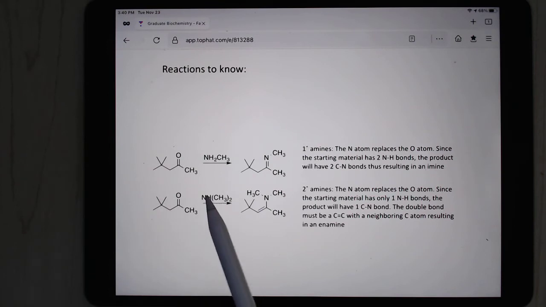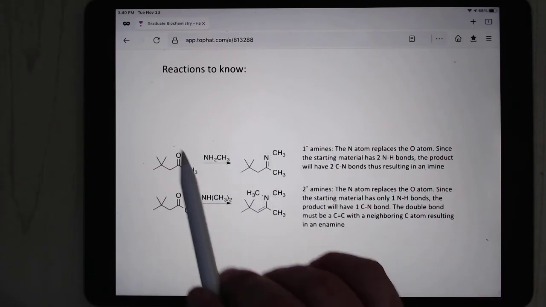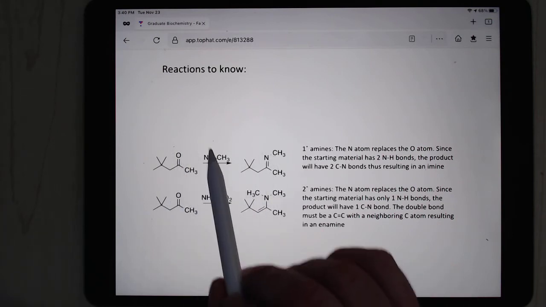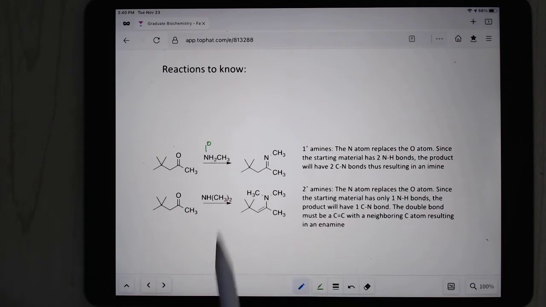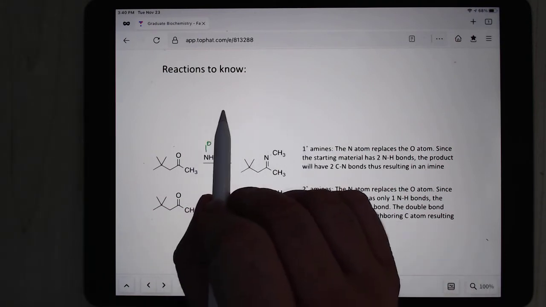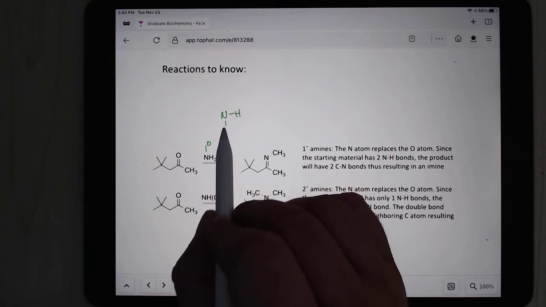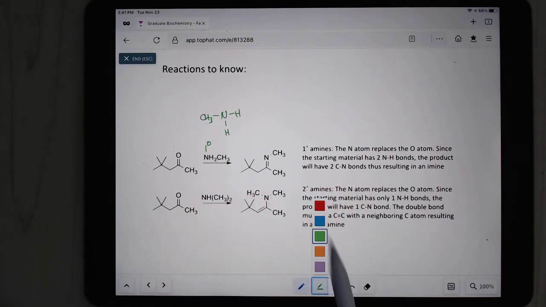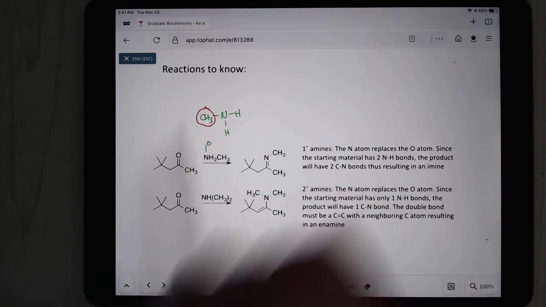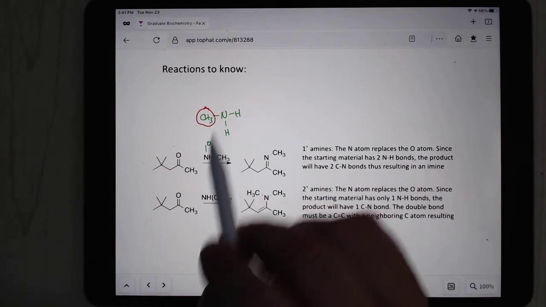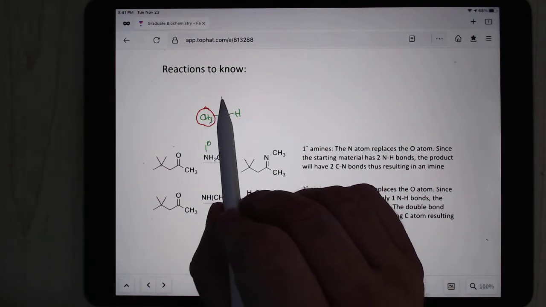Now the other ones you need to know is if you have an aldehyde or ketone and you mix it with a primary amine. Okay, so this is primary, right? Because there's only one non-carbon group on there, right? So if you draw it out like this, right? There's only the one non-carbon group on there. Okay? And so this is a primary amine. Okay, so that makes this primary.